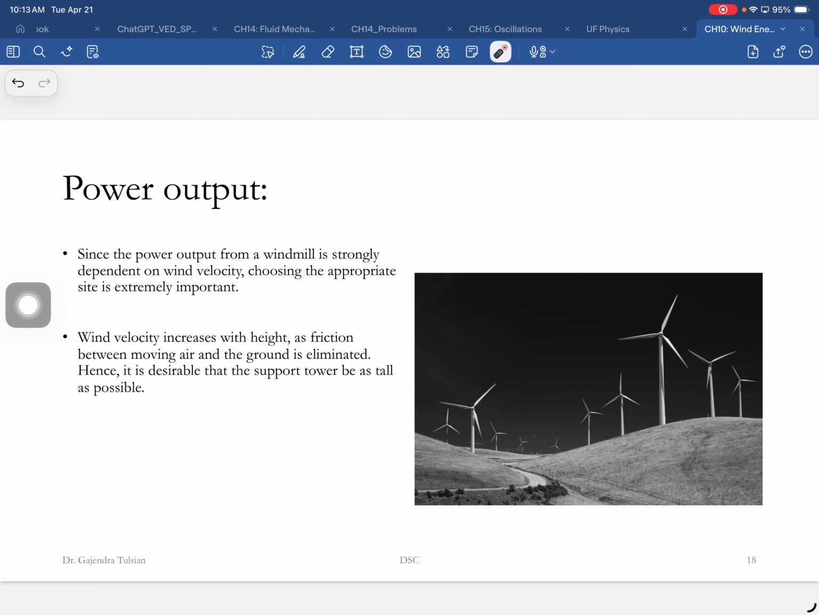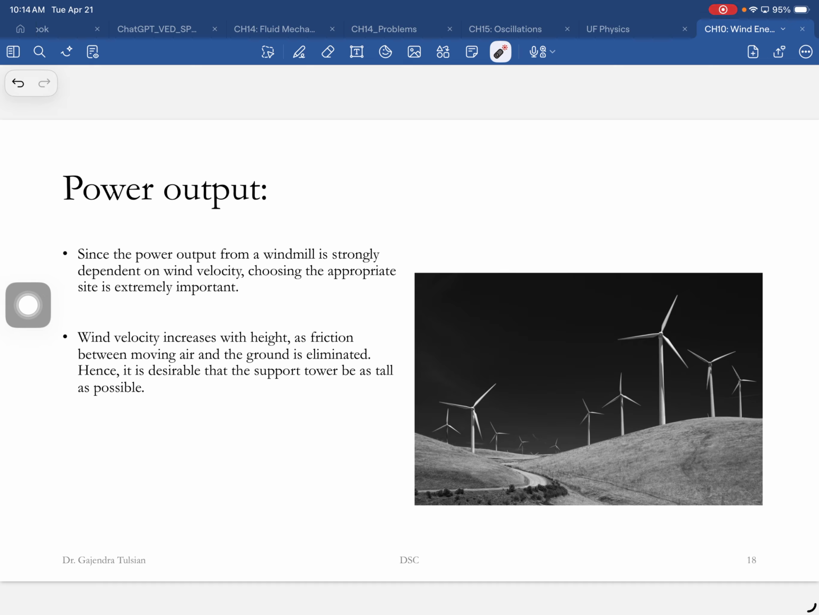you want to make sure you're putting them where the wind blows the hardest and for the longest time. Since the power output from a windmill is strongly dependent on wind velocity, choosing the appropriate site is extremely important. Wind velocity increases with height as friction between moving air and ground is eliminated. Hence, it's desirable that the support tower be as tall as possible.